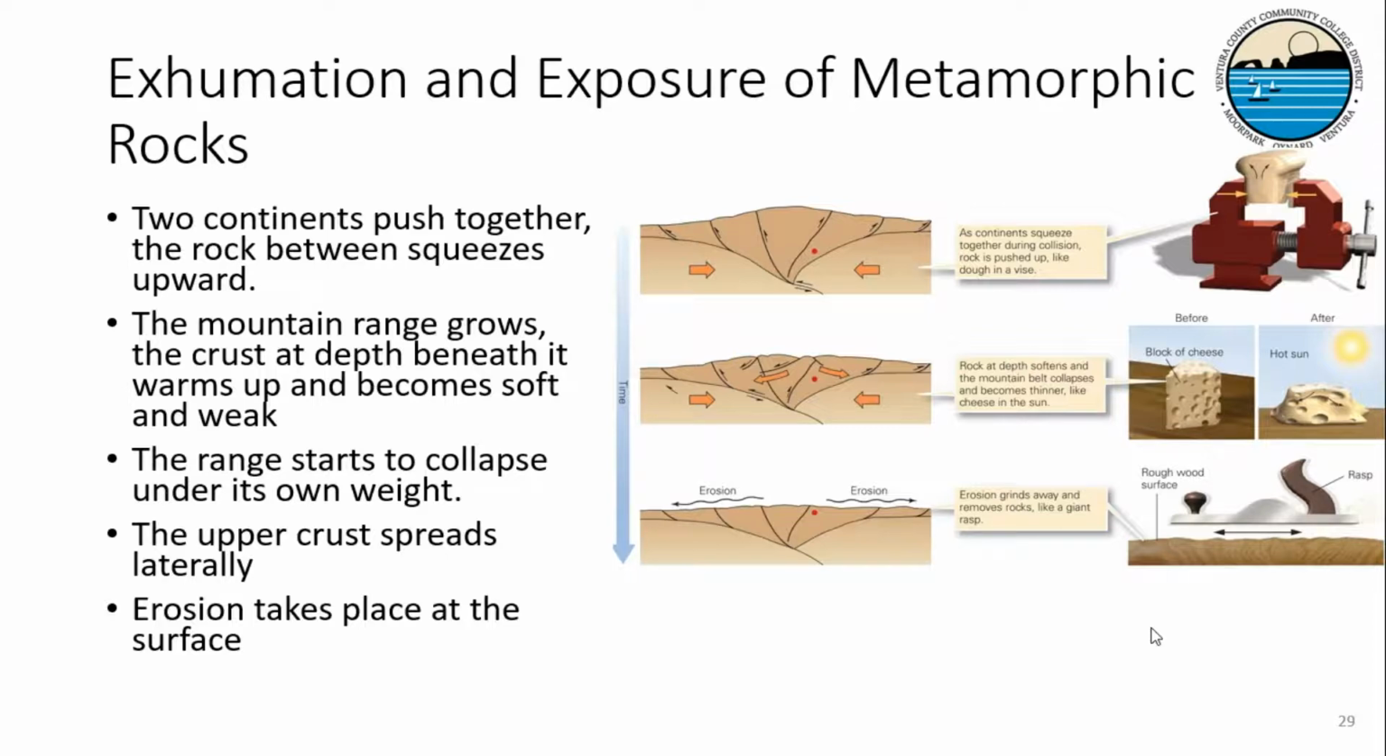So two continents push together, and those rocks, as they squeeze together, can be pushed upwards. So that picture here in the top right is an example of where we have two continents, for example. As they push together and squeeze, the rocks would be pushed upward.